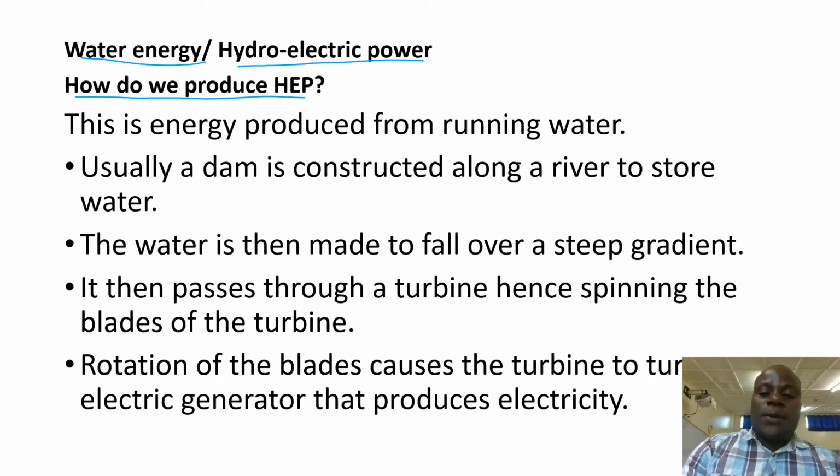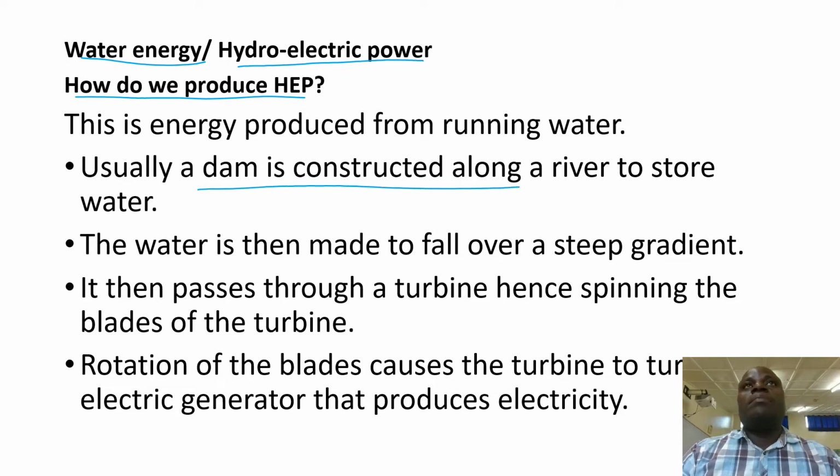Usually a dam is constructed along the river, and the importance of this dam is to control the flow of the river. Water will be collected behind the dam to form a reservoir, and some other water will be allowed to pass through the gate on a dam. As this water passes through the gate of the dam, it begins flowing on a steep gradient to gain its velocity.